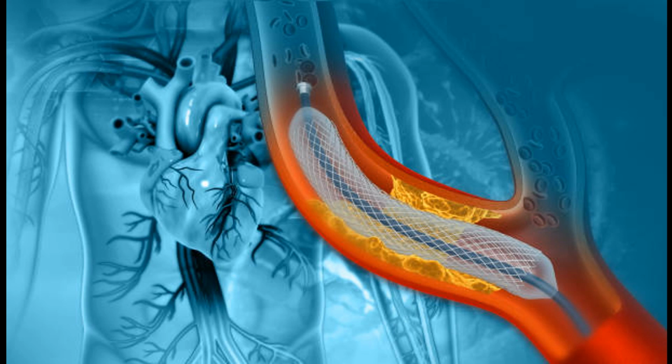Preparation. The patient is positioned on an X-ray table in a specialized operating room. Catheterization lab. Electrodes are attached to the patient's chest to monitor heart activity, ECG. The area where the catheter will be inserted, typically the groin or wrist, is cleaned and sterilized.